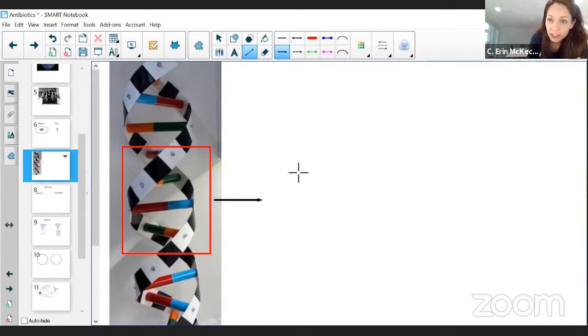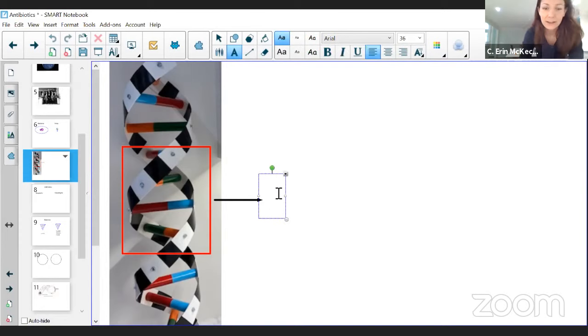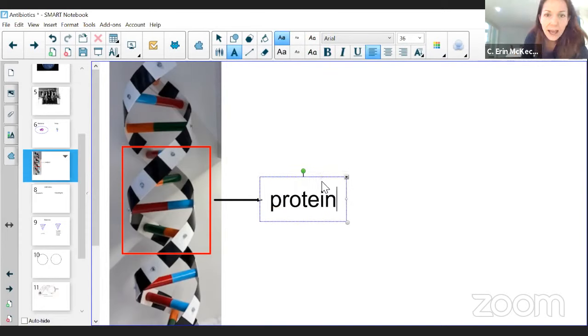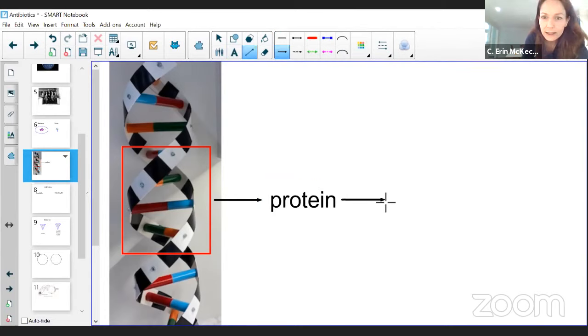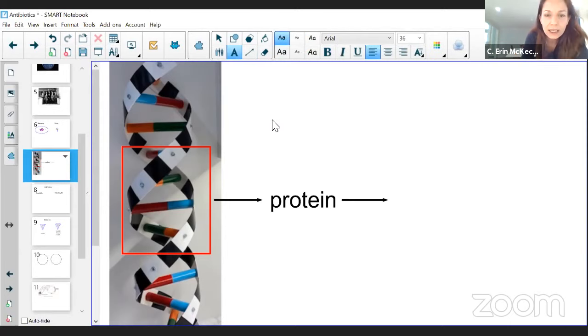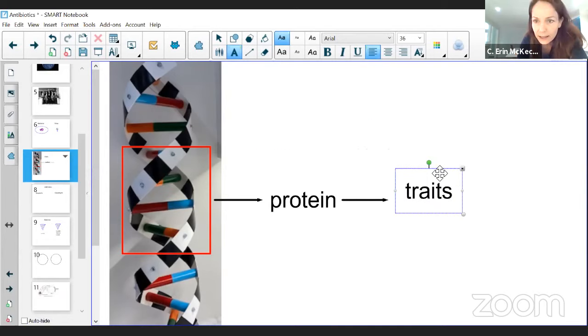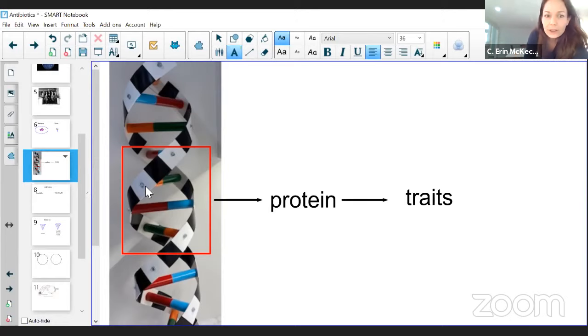So that gene carries information. Let's see if I can type the word protein out here, to make a protein. And proteins, the reason we're interested in proteins is because proteins have the ability to impact or influence various traits in cells and within the organism. Okay, so DNA right here is information to produce a protein.